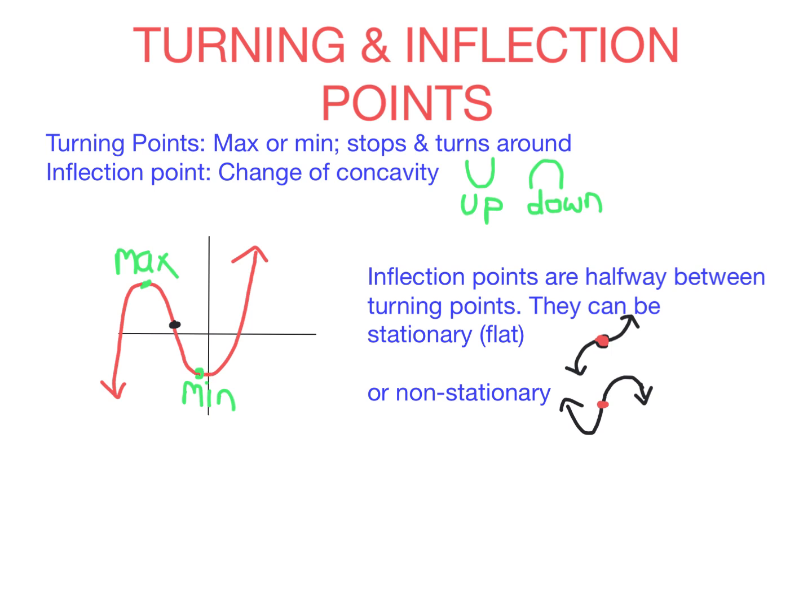Inflection points basically come in two types. They can be stationary, which means they're flat. We've seen these when we did transformations of cubics, but there can also be non-stationary inflection points. At this point here, just like this point here, there is a change in concavity. Here we go from smiley face to frowny face, but the graph isn't flat at this point. It's still, in this case, increasing. So we're going to look at how to find such points.